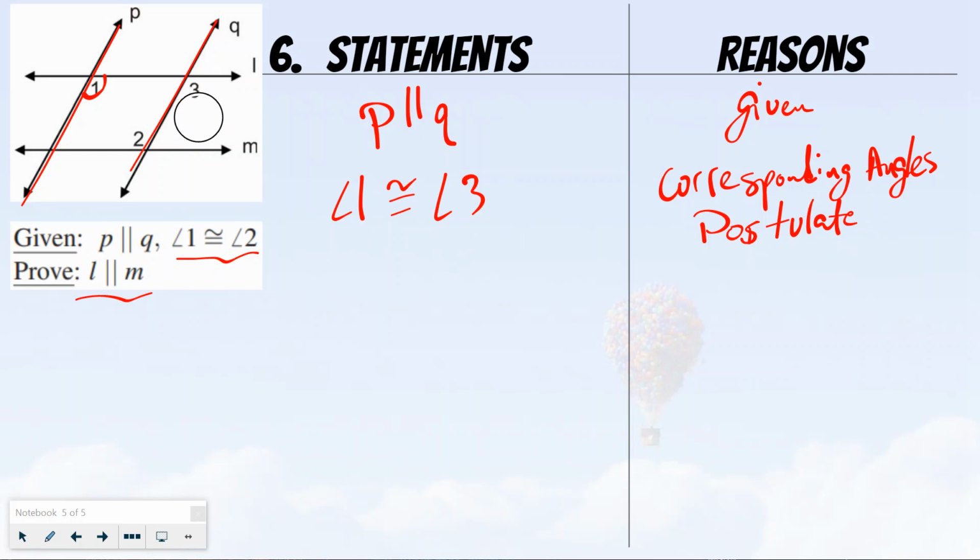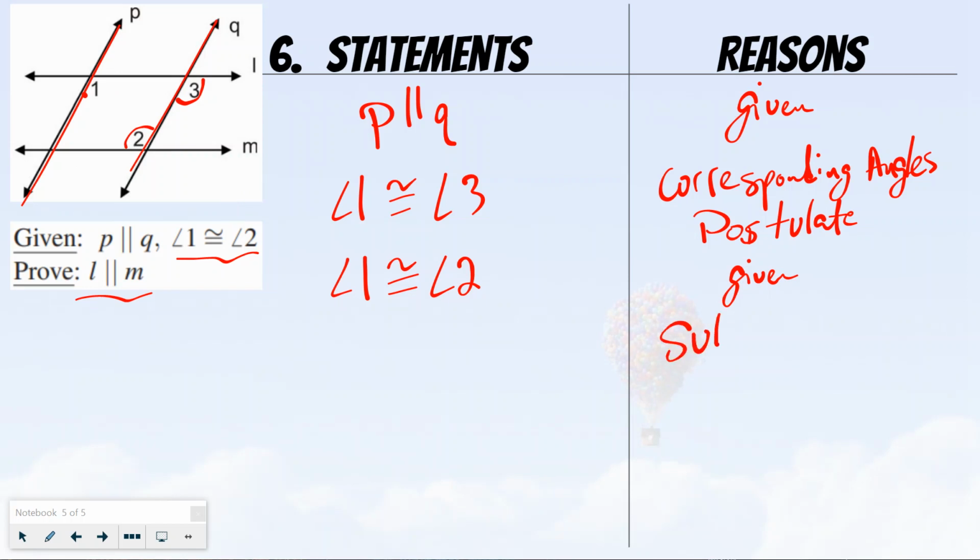I can see that angles 2 and 3 are alternate interior angles inside of lines L and M, but I don't know that those are parallel yet, so I don't know that those are actually congruent. However, I am told that angle 1 is congruent to angle 2. So now that I'm given that, I can really just make that jump. That's really what I want to show eventually, that these are alternate interior angles that are congruent, so these two lines have to be parallel because of that.